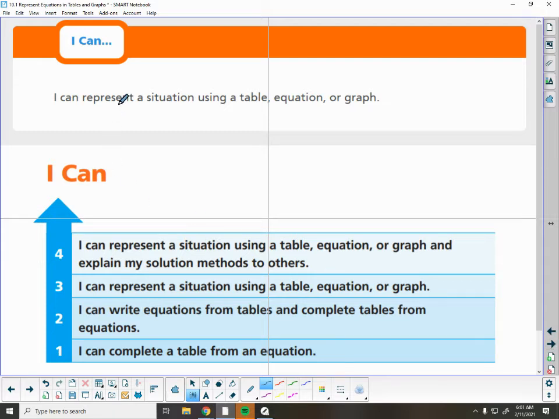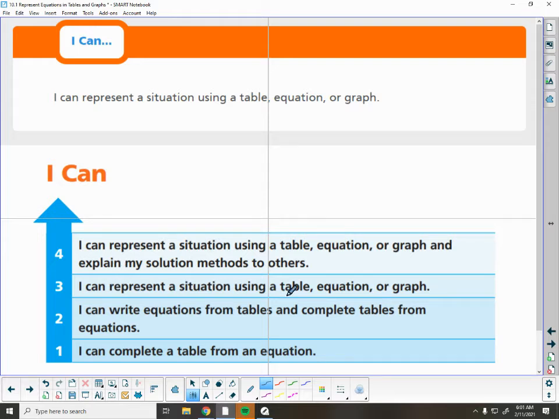So today's lesson, we are going to be representing situations using tables, equations, and graphs. So we're going to be using those patterns and those tables to show what's happening. We're going to be able to write equations because these patterns are happening over and over again. We can just plug it into an equation, and we can show it on a graph as well. So at the end of the day, if you can use a table, an equation, or a graph to explain a situation and explain why it works, then you will be a 4.